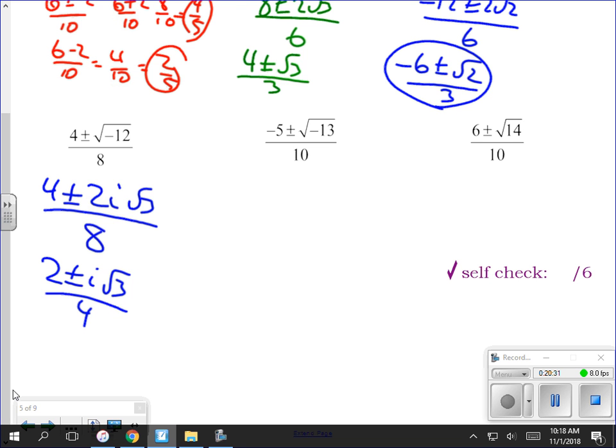The next one I can simplify. Although the square root of 13 is not simplifiable, I have a negative. If I have a negative, I've got to pull it out and make it an i. So I have negative 5 plus or minus i root 13 over 10. And that's my answer for that.